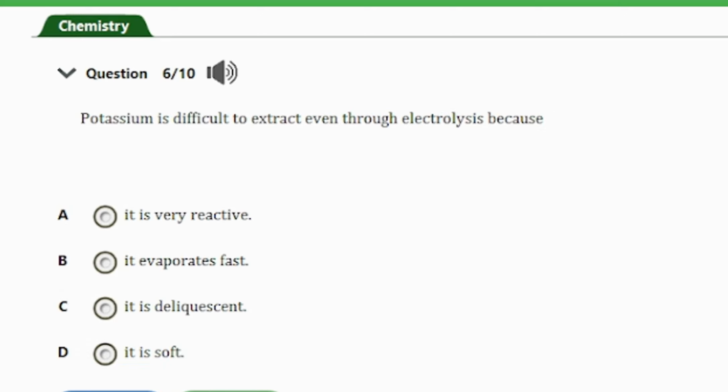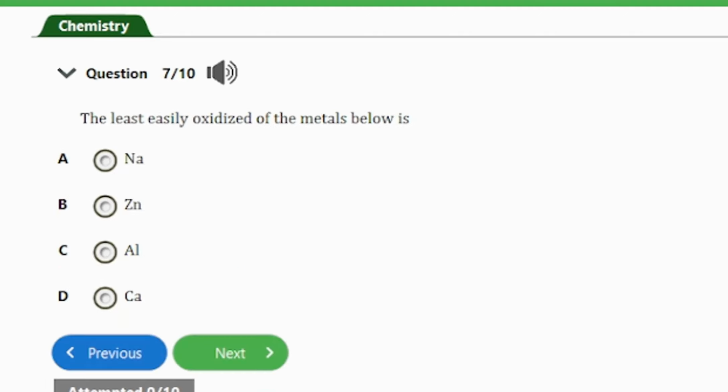Question number 6 says, potassium is difficult to extract even through electrolysis because A, it is very reactive, B, it evaporates fast, C, it is deliquescent, D, it is soft. The answer to this question is option A here. It's actually due to its reactivity. Potassium is very difficult to extract because it's very reactive. So let's consider the next question.